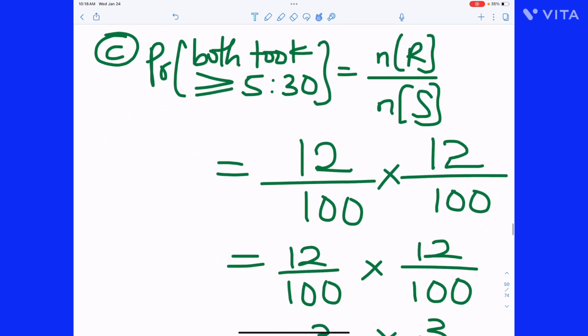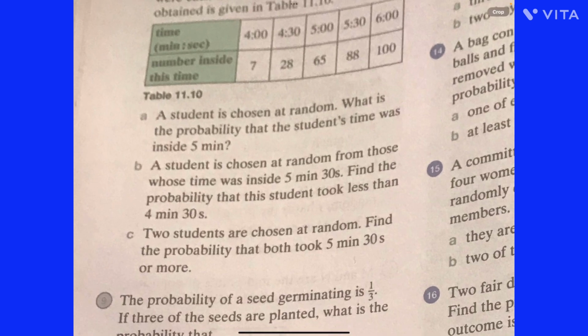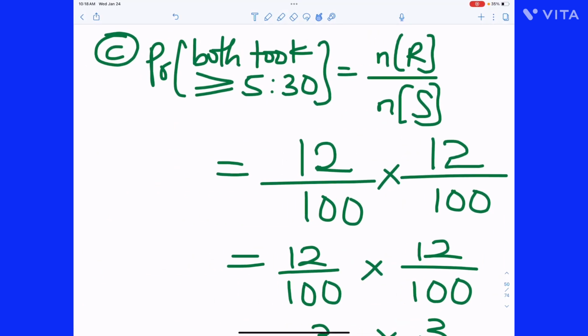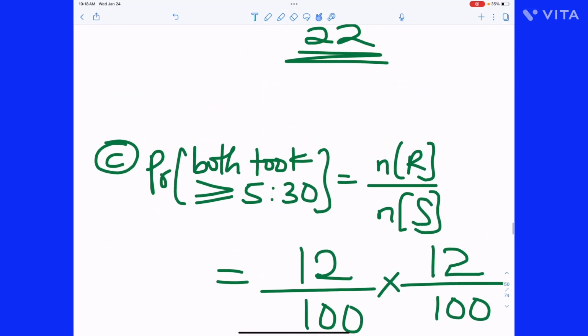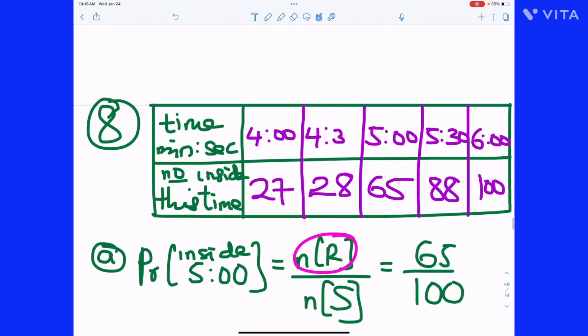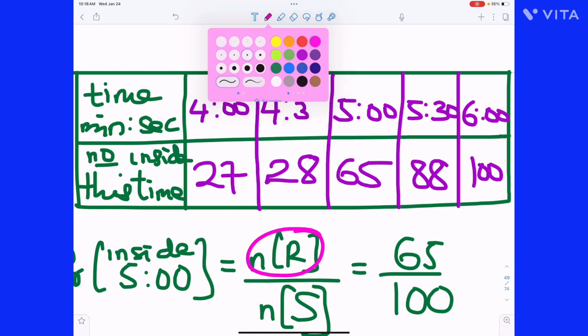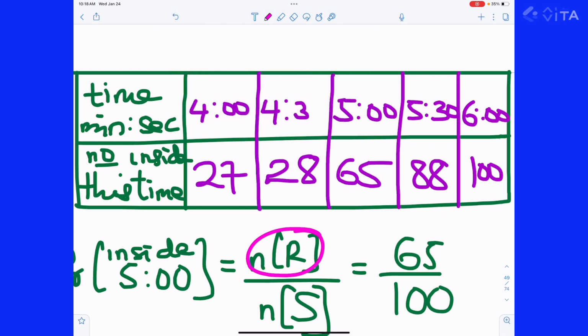Okay, C. Two students are chosen at random. Find the probability that both took 5 minutes 30 seconds or more. These are the students who took 5 minutes 30 seconds or more. These ones.